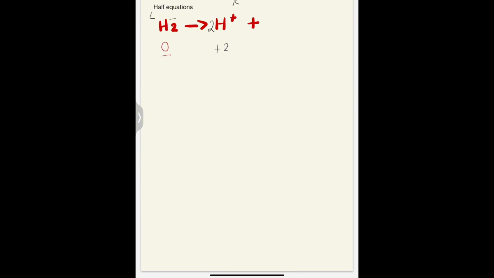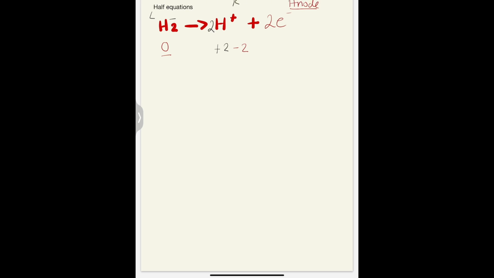So what do we do to +2? We do -2, and that's going to equal 0. So it's going to be +2e-. This is going to be your half equation at the anode. And just remember, hydrogen has been oxidized.